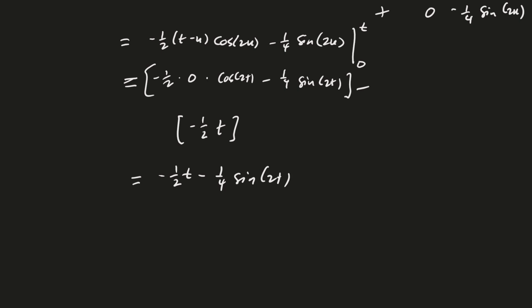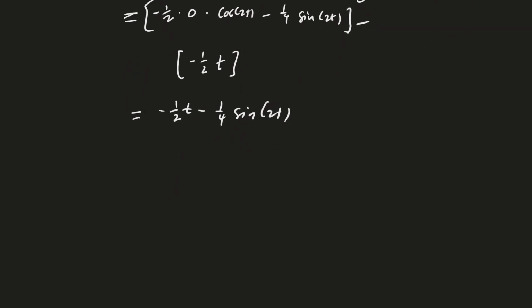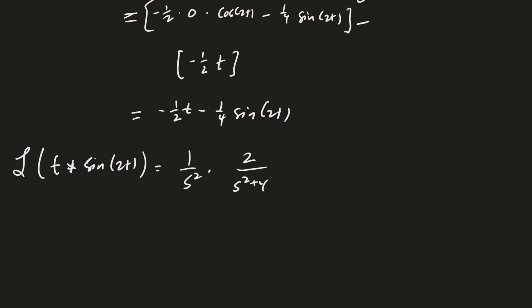Good. Now, just for fun, let's compute this a different way. We might go a little bit over time, but that's okay. Instead of doing this directly, I'm going to take the Laplace transform. And so I'm going to take the Laplace transform of t star sine 2t. And so that's going to be 1 over s squared times 2 over s squared plus 4. Right? And so now I can rewrite that using partial fractions.